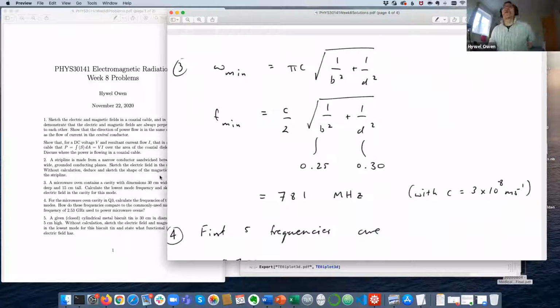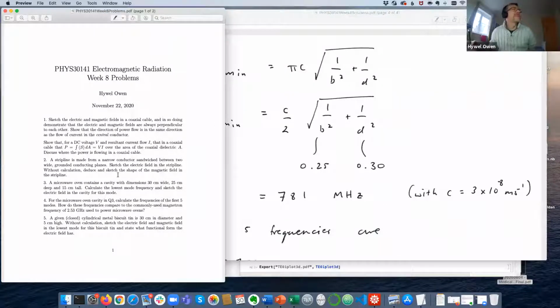Let's look now at question 4. For the microwave oven cavity in question 3, calculate the frequencies of the first 5 modes. How do these frequencies compare to the commonly used magnetron frequency of 2.53 gigahertz used to power microwave ovens? Well, let's look at that.